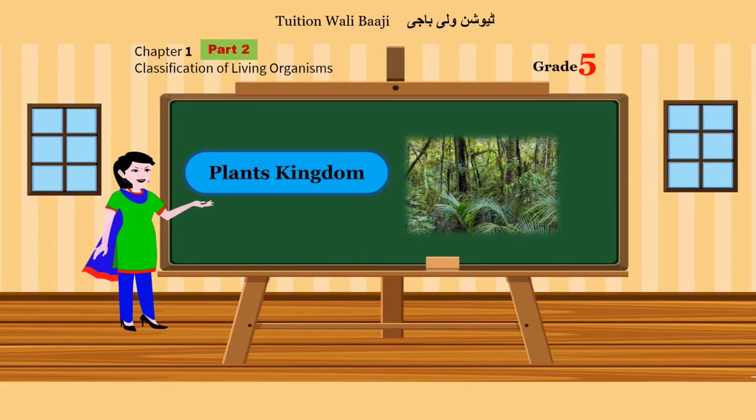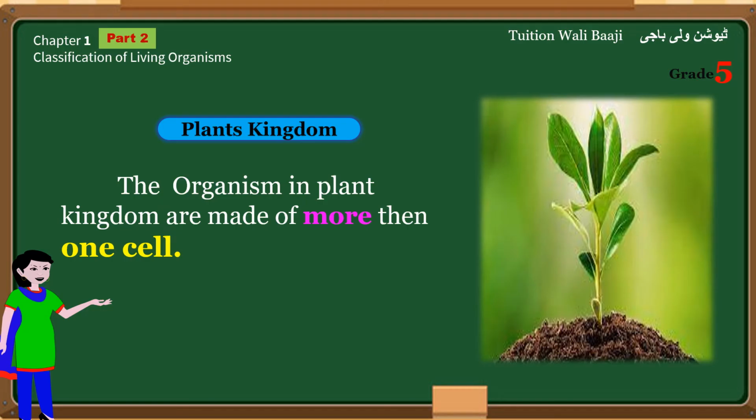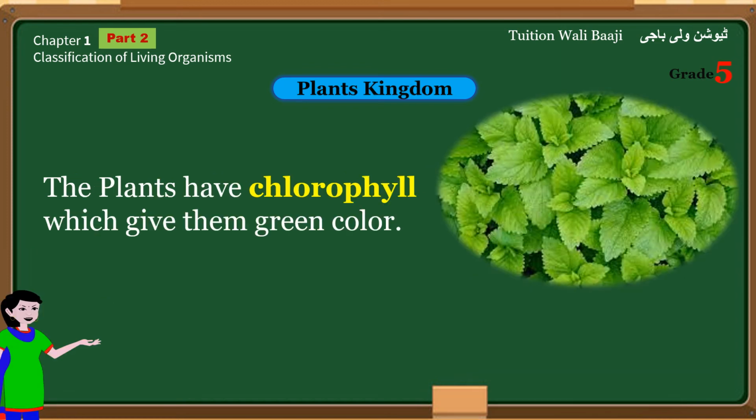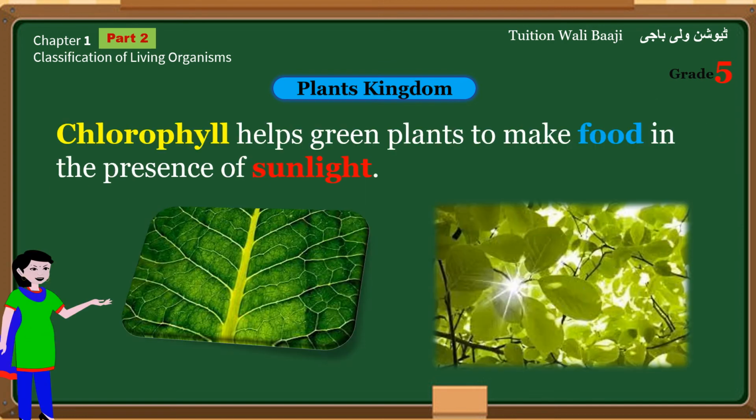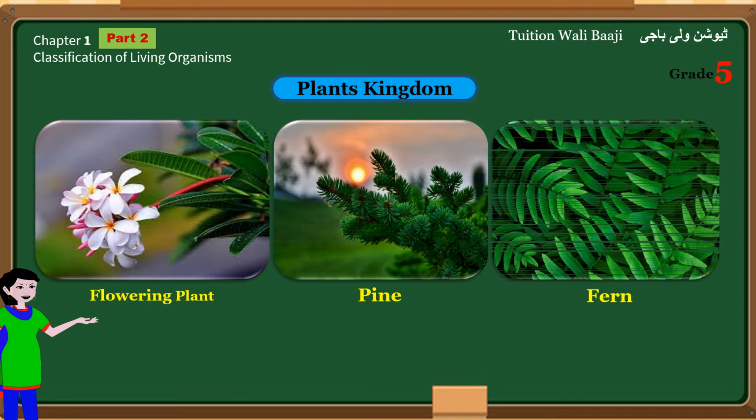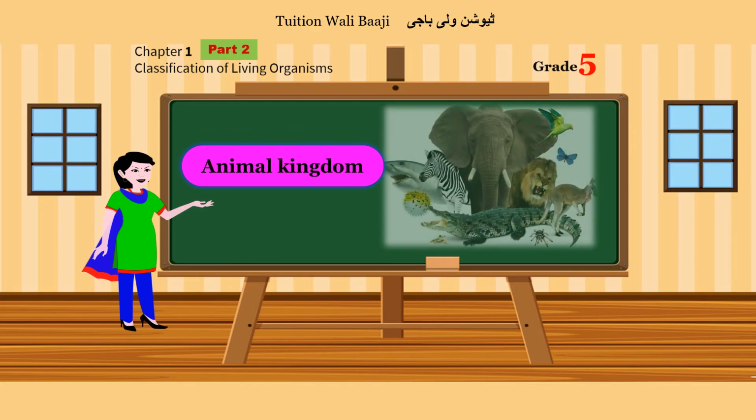Plants kingdom. The organisms in plant kingdom are made of more than one cell. They are usually green in color. The plants have chlorophyll, which gives them green color. Chlorophyll helps green plants to make food in the presence of sunlight. Flowering plant, pine, fern.